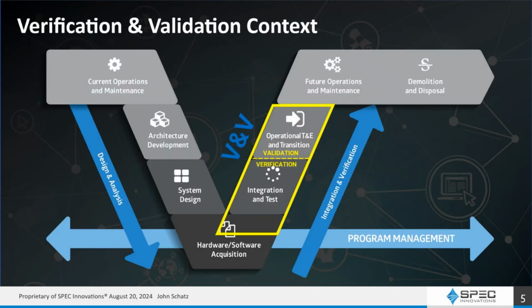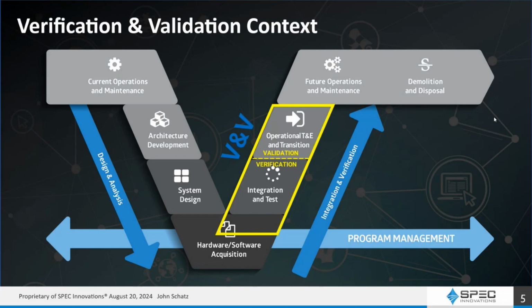So starting off, just to put V&V in context, what you're seeing on the screen is a standard engineering V. Down the left side of the V is where you'll do requirements and architecture development, things like functional modeling, physical modeling of your system. Across the bottom is where you'll build or buy or integrate your system. And coming up the right side of the V, you'll see integration and test and operational T&E. This is where your verification and your validation are going to take place. And once you go up the right side of the V, you're going to head into operations and maintenance. The system will be deployed, and then ultimately it will be disposed.